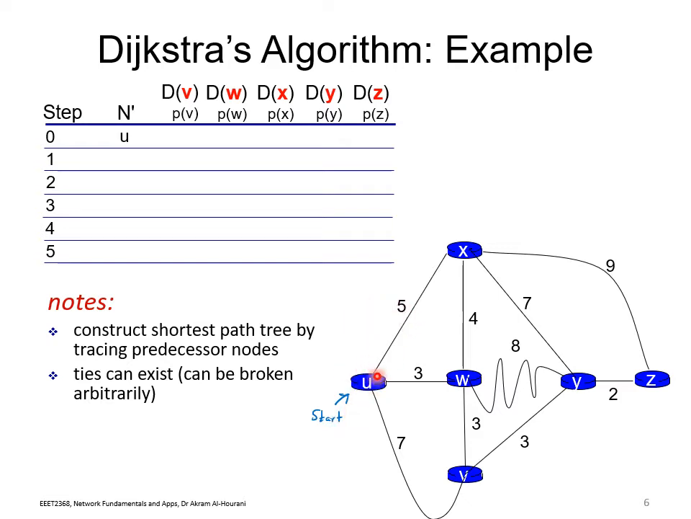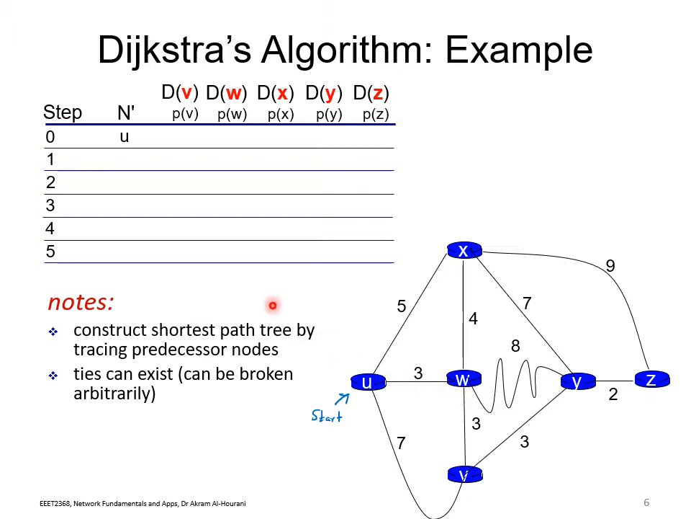You want to calculate the shortest path to all other nodes in the network. So the first step, I am at U, and I have no idea what's happening in the network. I'm connected only to X, W, and V, and I know the weights or the costs to reach these nodes.